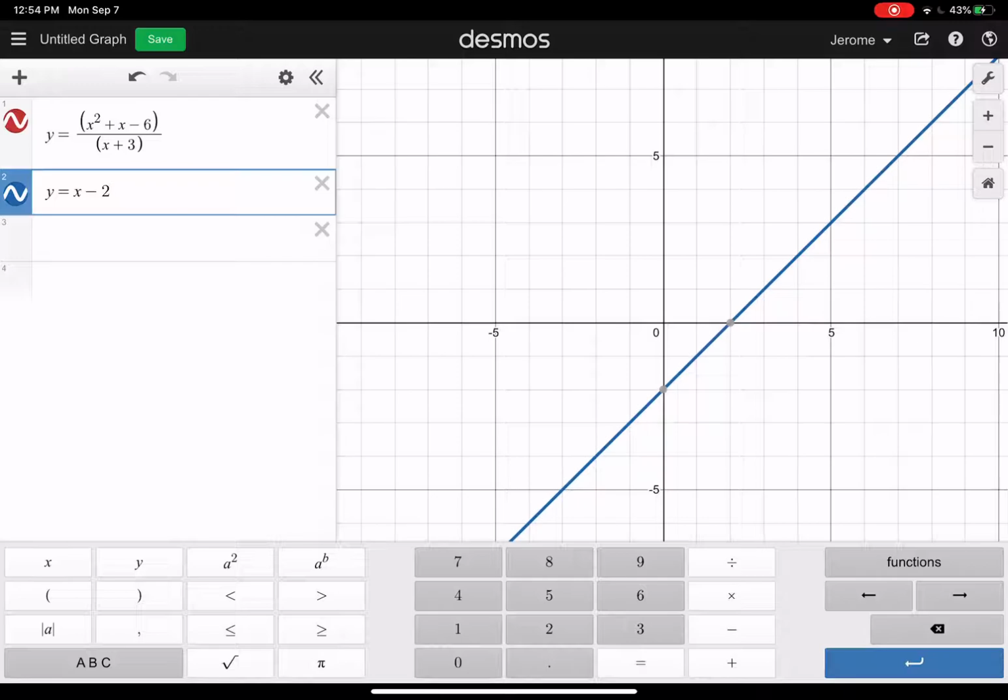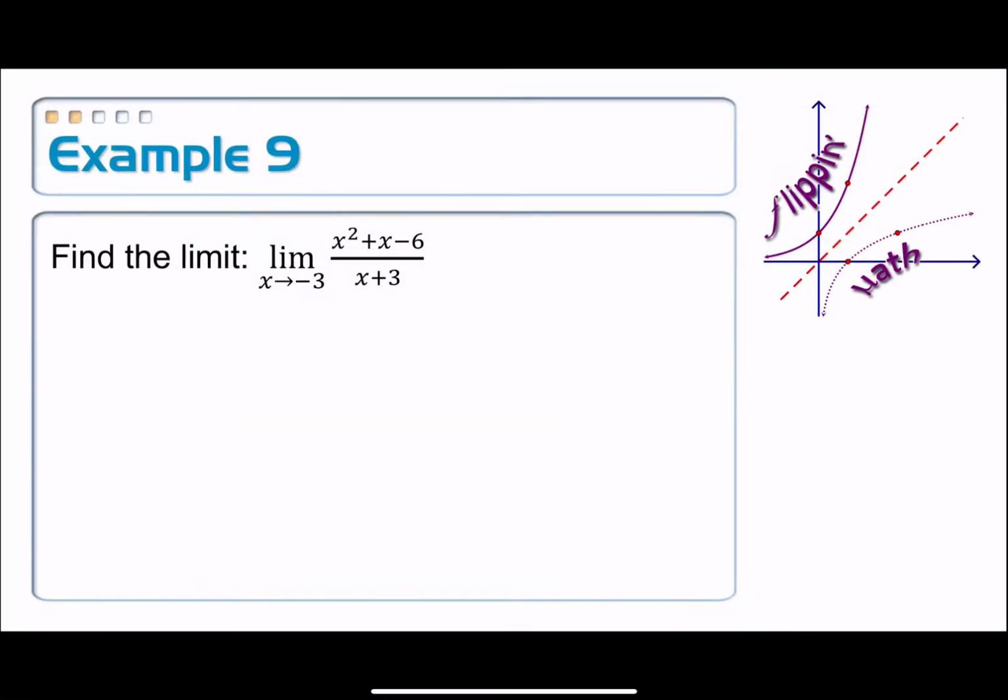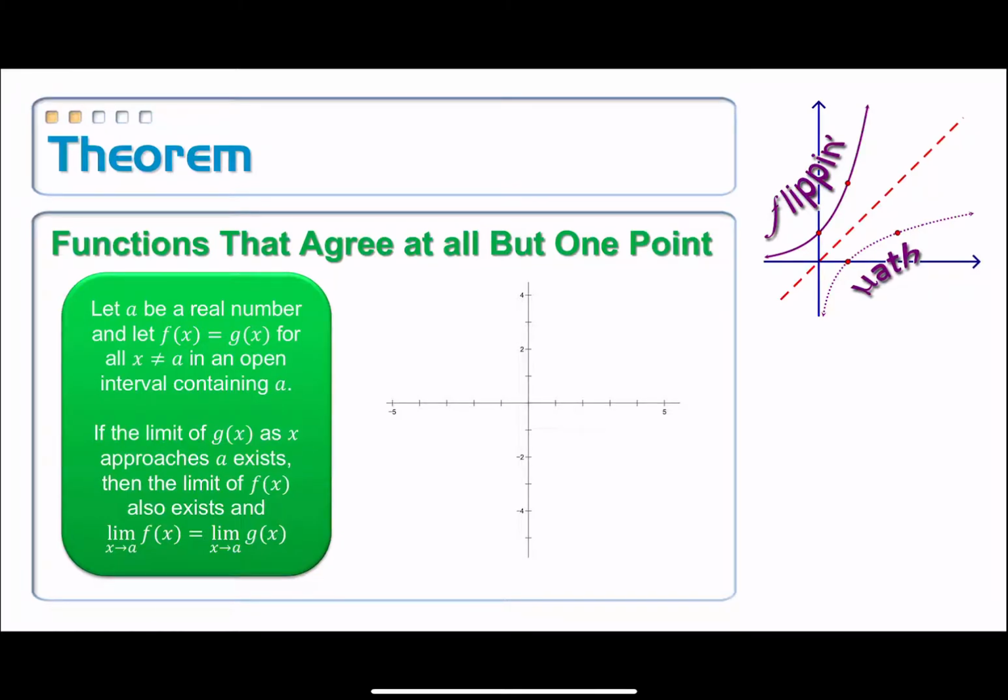And basically what we did was we found a function, and that's the blue one, the linear one, that filled the hole for us. And that's the goal with these kind of questions. And that brings to mind a particular function theorem here. The title of this theorem is Functions That Agree at All But One Point, which is essentially what we just found. So let's break this theorem up into its little parts so that we can understand what the language is telling us. Let a be a real number, and let f of x be equal to g of x for all x not equal to a in an open interval containing a.